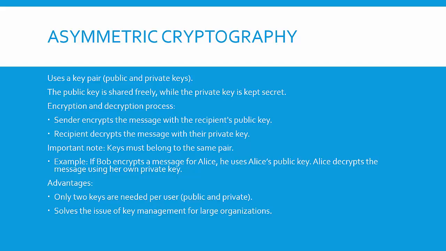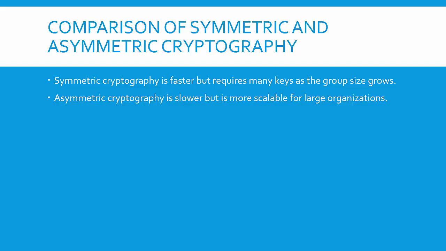This approach eliminates the need for an overwhelming number of keys, since each user only needs a single pair, one public and one private key. While asymmetric cryptography is slower than its symmetric counterpart, it solves the problem of key management for large organizations, making it far more scalable. Symmetric encryption is faster and efficient for smaller groups, but as the group size grows, asymmetric encryption becomes the practical choice.